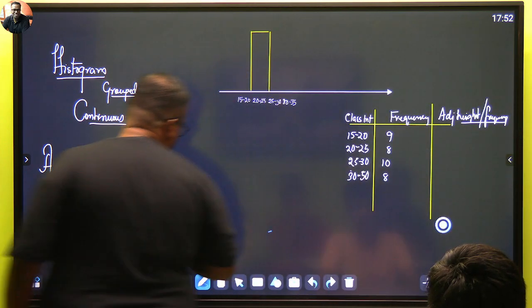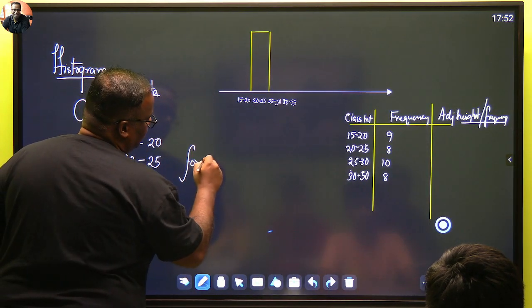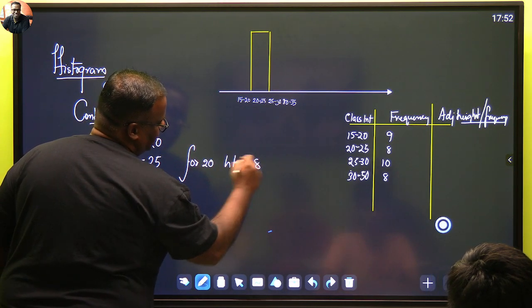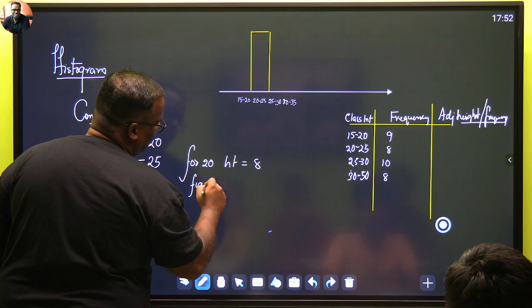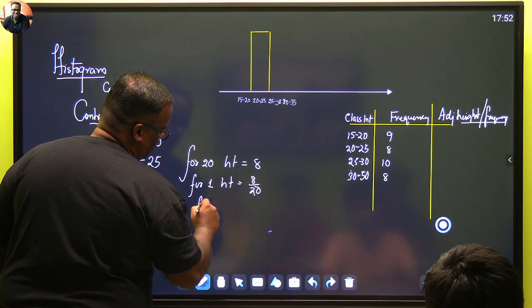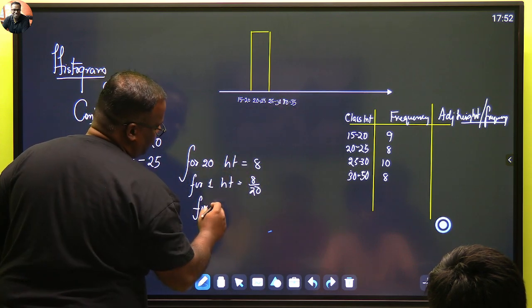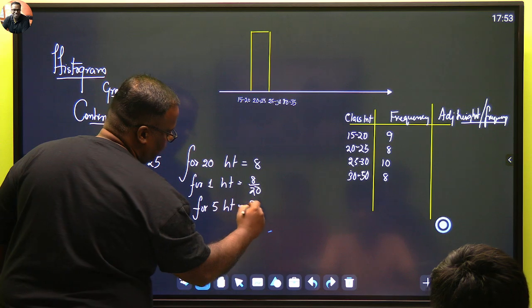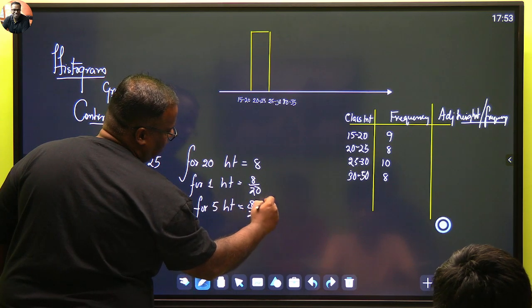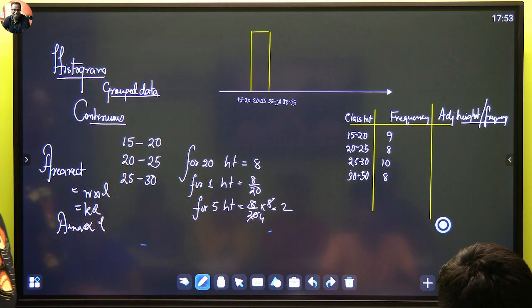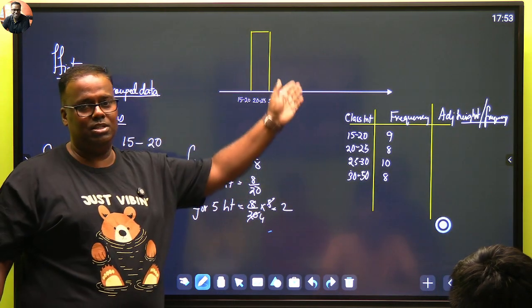So you will do it like this. See, for 20, the height is how much? 8. So come by unitary method. For 1, the height should be how much? 8 by 20. But you need it with uniform width. So for 5, what will be the height? 8 by 20 into 5. 5 4s are 20, so 2 should be the height. Height, when adjusted frequency.